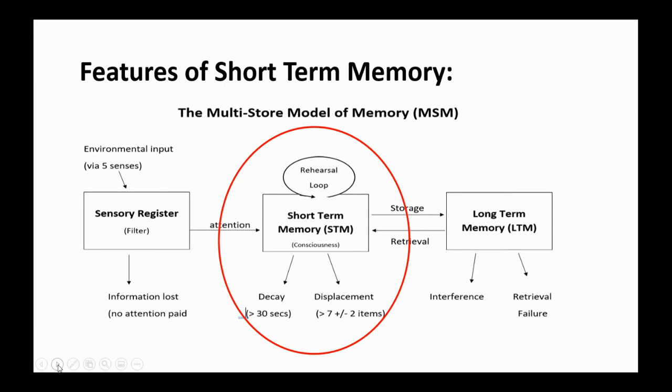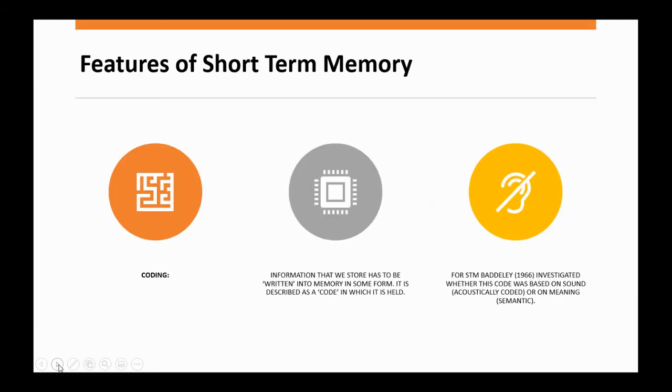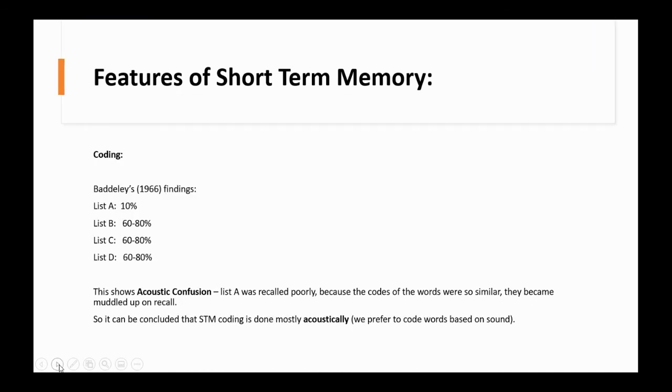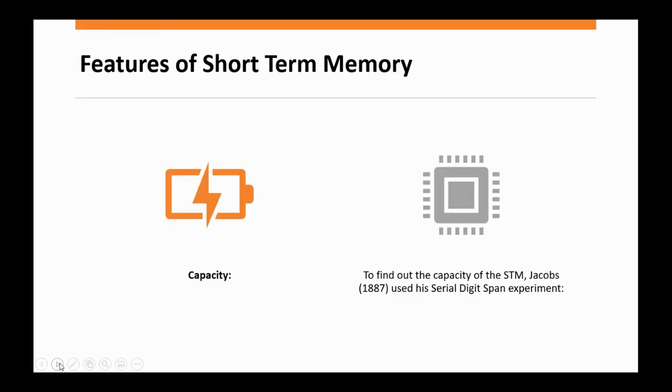Short-term memory. Information is coded acoustically in short-term memory, so it's coded based on sound. This is shown by Baddeley's experiment. So short-term memory is coded acoustically.